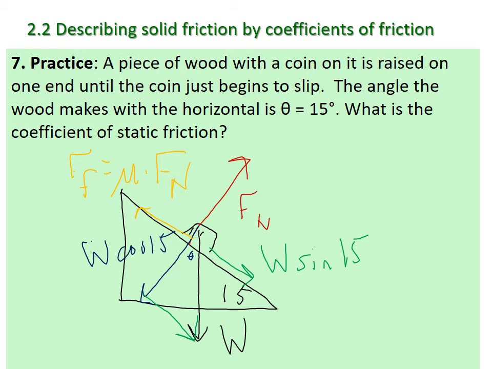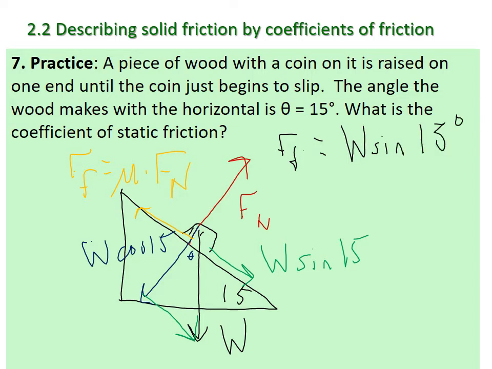Okay, so I'm looking for the force of friction, and I know that this object is just beginning to slip. So I can say that the resultant force on the object at the moment of slippage is still 0. So my force of friction is going to be equal to the force trying to drive the object down the ramp. So I'm going to write this in black. The force of friction is just equal to W sine of 15 degrees.